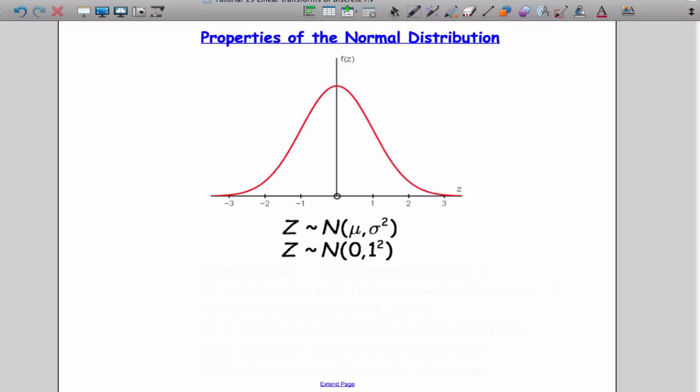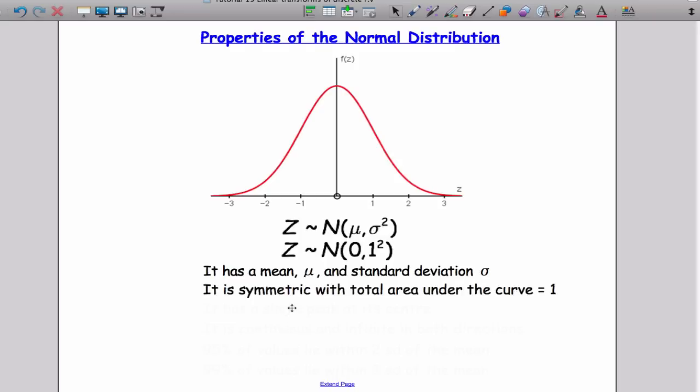Now let's talk about some of the various properties of the normal distribution. One thing to note that's very important is it has a mean mu and standard deviation sigma. Another thing that's crucially important is that it's symmetric with a total area under the curve equal to 1. So the total area underneath the whole curve is equal to 1, and it's symmetric about its mean. So in this diagram I have here, that's my mean, mu, which is actually 0. Further things to note, it has a single peak at its center, which is up here.